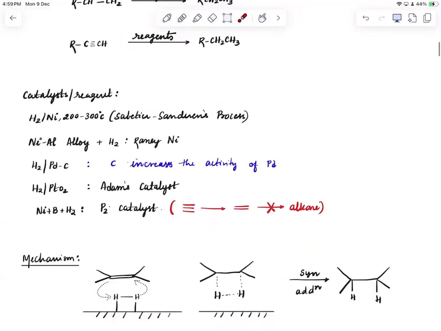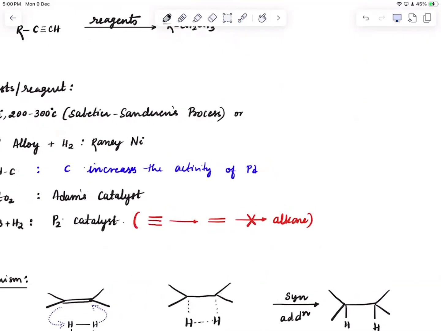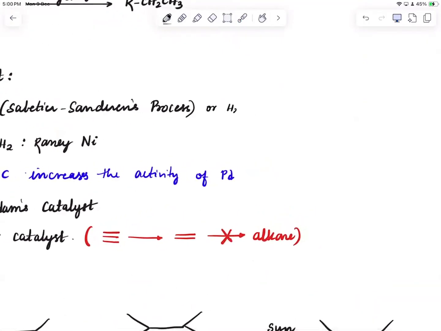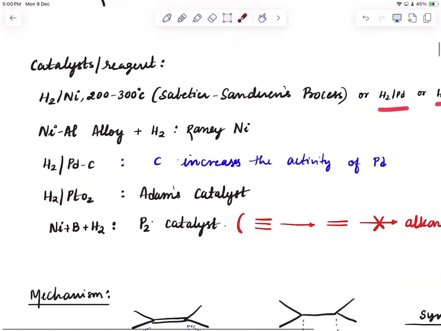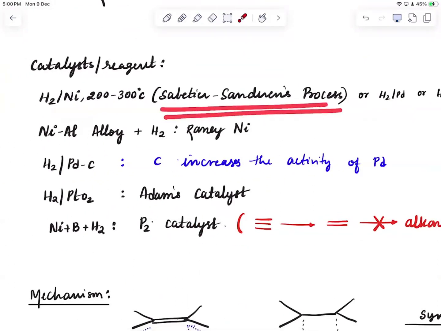What are the typical catalysts that can be used? See, H2 by nickel at around 200 to 300 degrees centigrade. Anytime we use palladium, platinum, all of this, right? I could also use H2 by palladium, or H2 by platinum. If I use any of these three reagents, it is called the Sabatier-Senderens process.